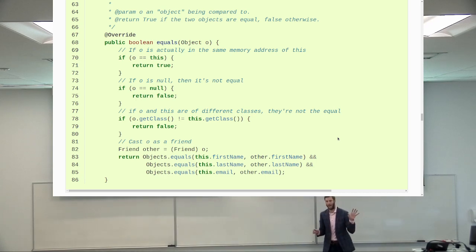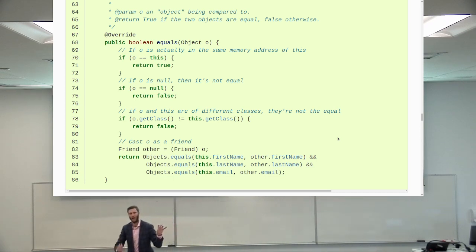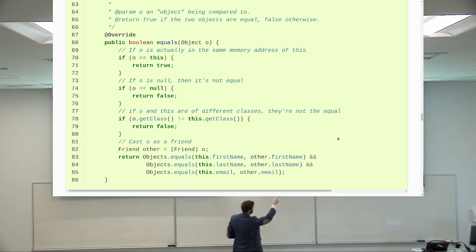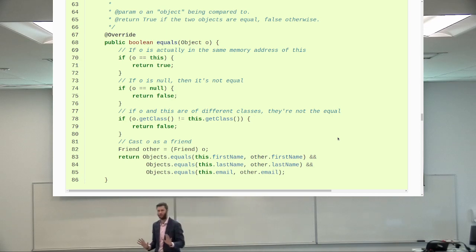Because friend, other, is expecting to get a friend object, but all it really knows, based on the reference variable, is that O is a reference to an object. But what if that object reference variable is referencing a banana? I can't put a banana in a friend variable. So what I do is I cast it as a friend with that syntax there, parenthesis, friend, close parenthesis, which is a way to say, trust me, Java, it'll be a friend. If it happens to not be a friend, your program will crash.